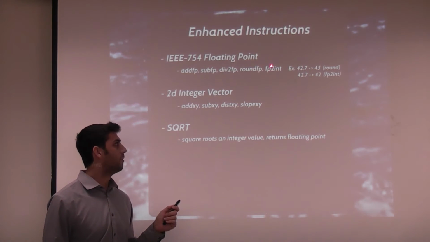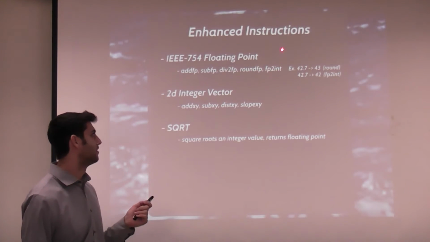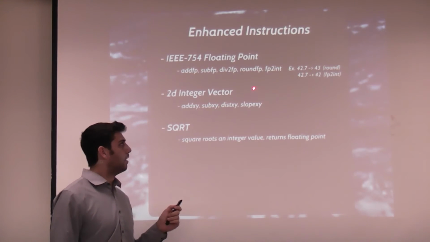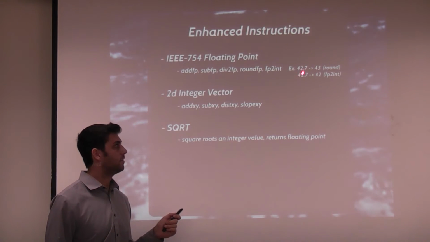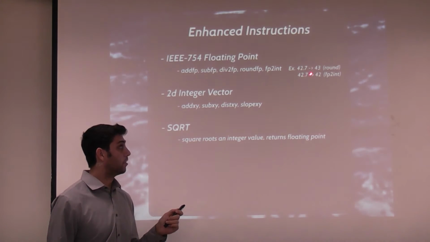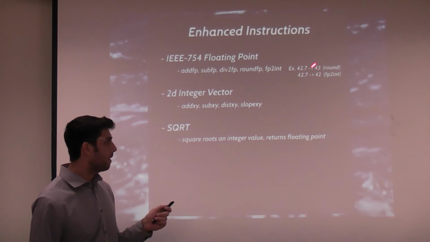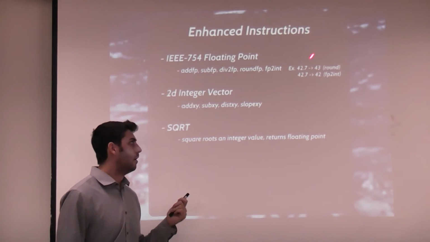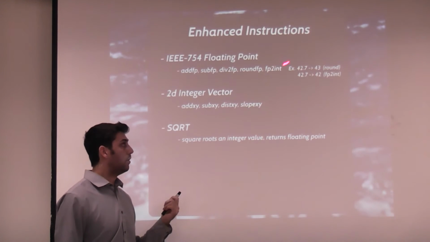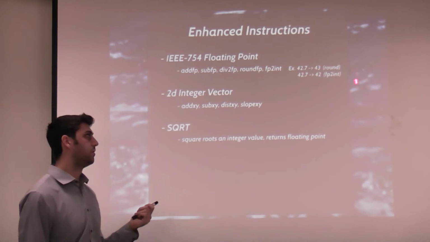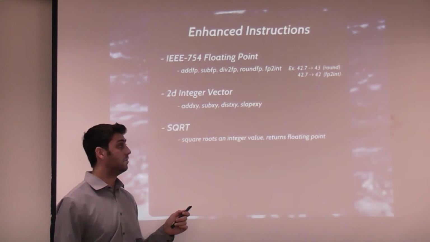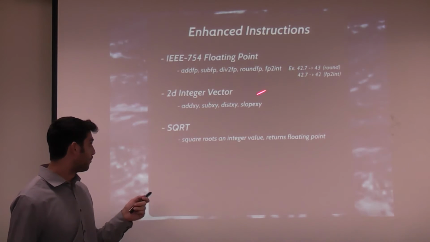We also have a round floating point and a floating point to int. These are very similar instructions. They're both going to convert a floating point back to an integer. Round floating point is kind of what you expect. It's going to round it to the nearest integer. And floating point to int is going to actually truncate it. So I have an example here. If you have the number 42.7, that's going to get rounded up to 43 if you were to round it. But if you just want to convert it straight to int, it's actually just going to chop off everything after the decimal point. So that would actually become 42 as an integer.